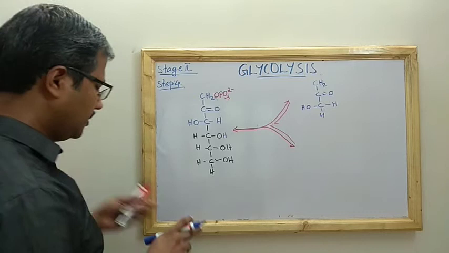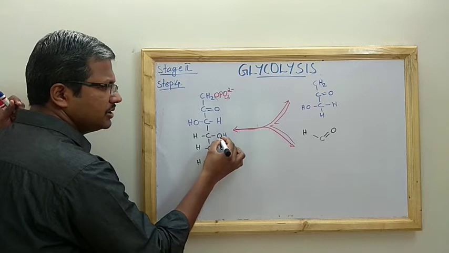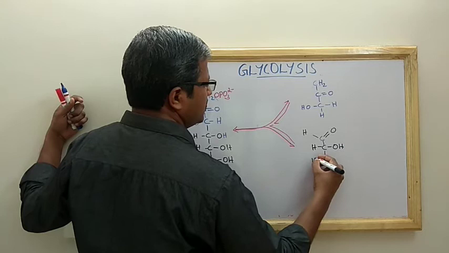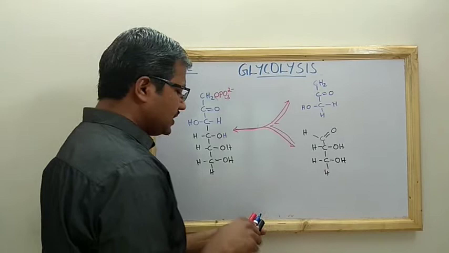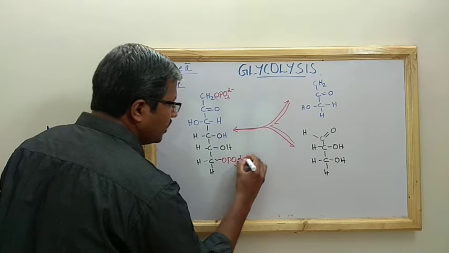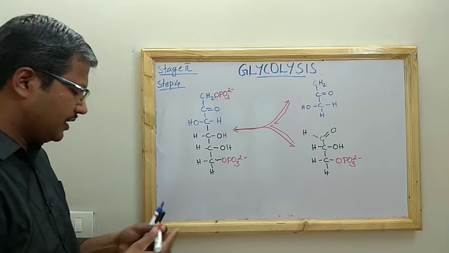Now this particular thing. C H double bond O. You can see one hydrogen is left, so oxygen will be sharing this bond with this carbon. This bond is breaking as part of the cleavage. C H O H. C H H O H. So let us see the O. We have to add this one also, O P O 3 2 minus. Here also O P O 3 2 minus, don't forget that, because it is fructose 1,6 bisphosphate. Okay, so this one is fructose 1,6 bisphosphate.